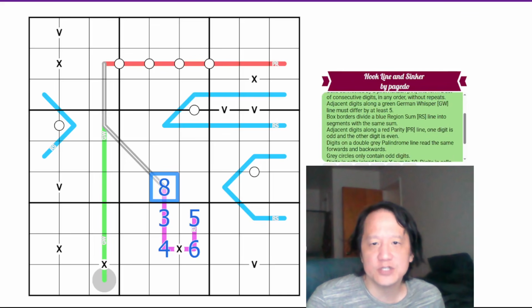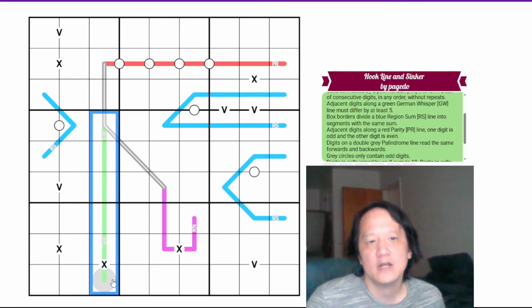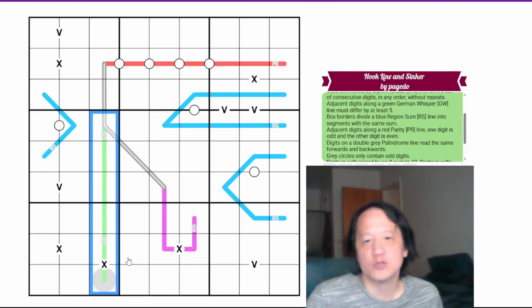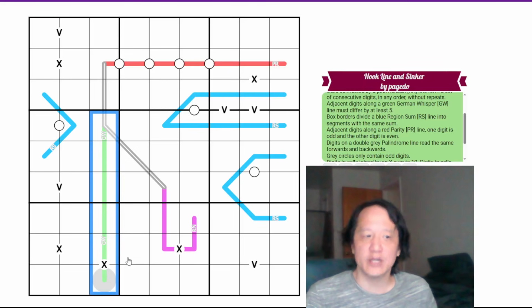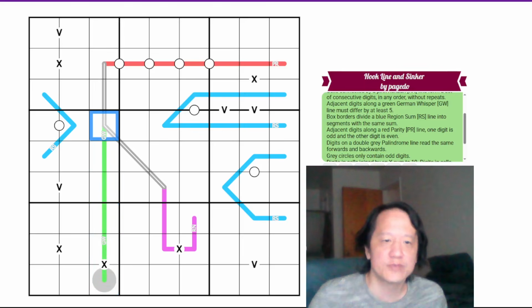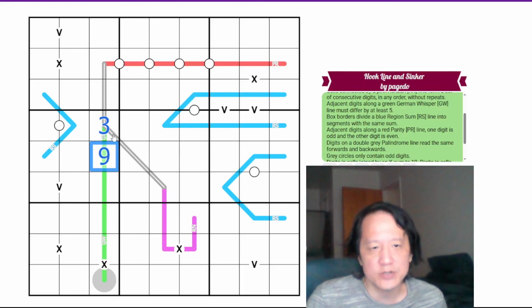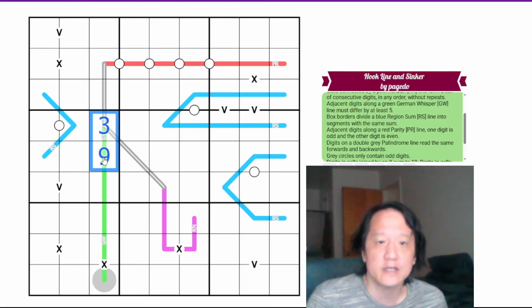Adjacent digits along a green German whisper line must differ by at least 5. I'm going to be calling this a whisper 5 line because a setter came up with that name, and I thought it made a lot more sense because it's more easily extensible. As an example, say this was a 3 here, then this digit would have to be 8 or 9, because the only digits which are 5 or more away from 3 are 8 and 9.